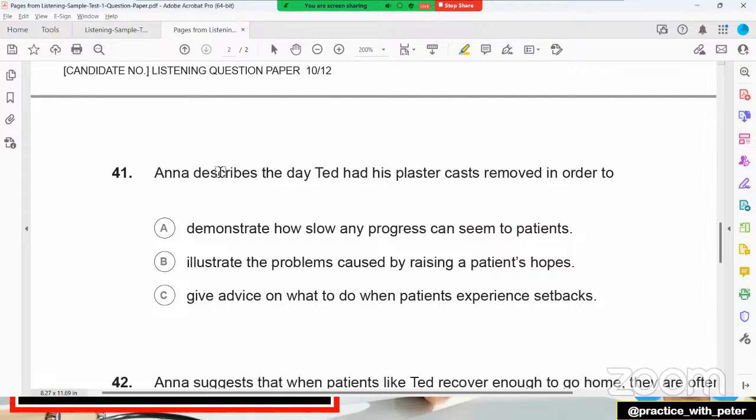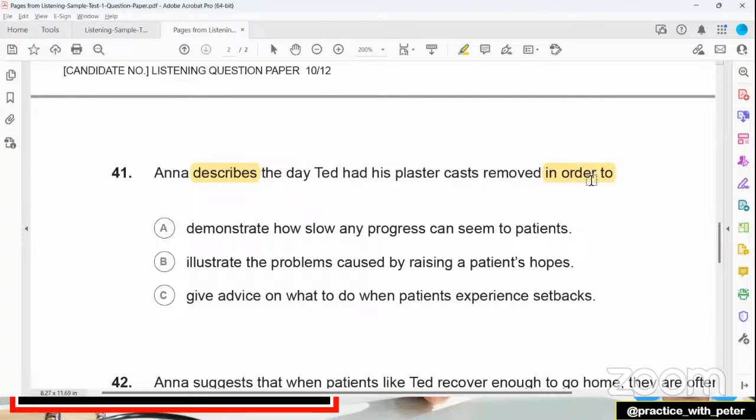41st question. Anna describes the day Ted has his plaster casts removed. Anna describes why, describes in order to, means why. Anna describes because, in order to demonstrate, because she wanted to. So this is causal effect. She's describing why. Why means because. Why means reason. Reason means cause. Cause and effect.